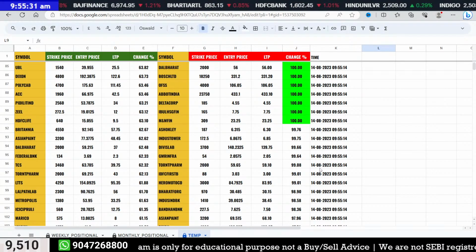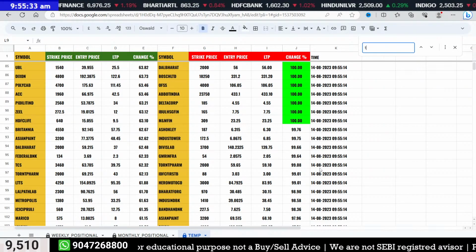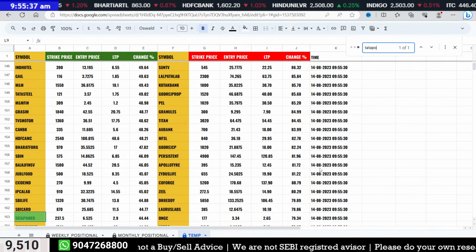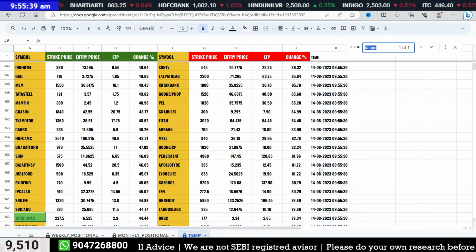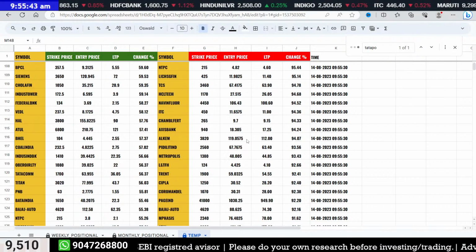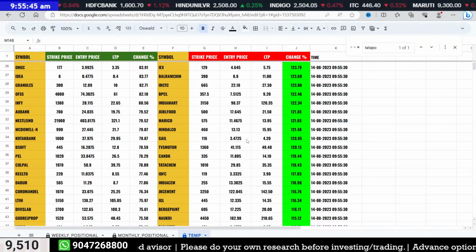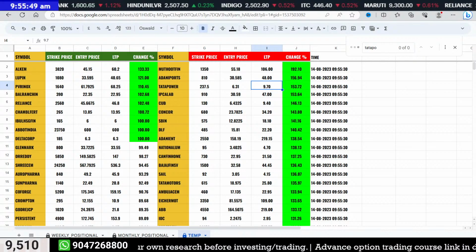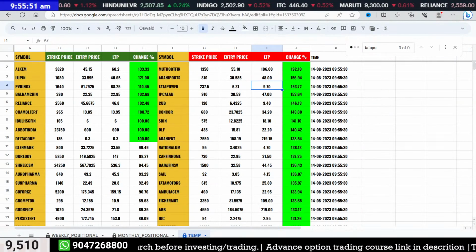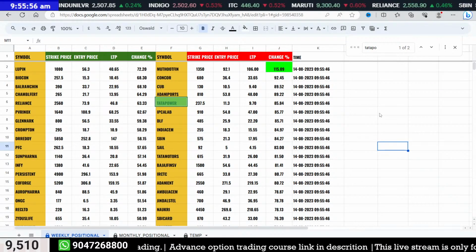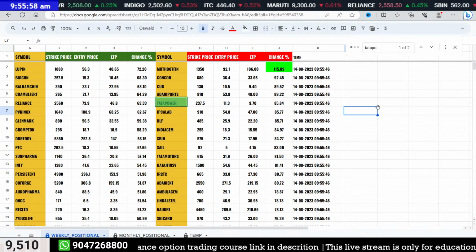Tata Power is already triggered at 6.3. Now it is 9.7. So we have to wait only for the move above. Based on weekly positional, Tata Power should be around 11.3.